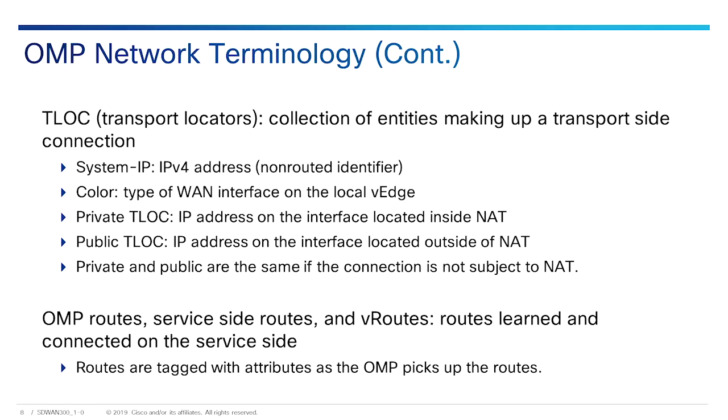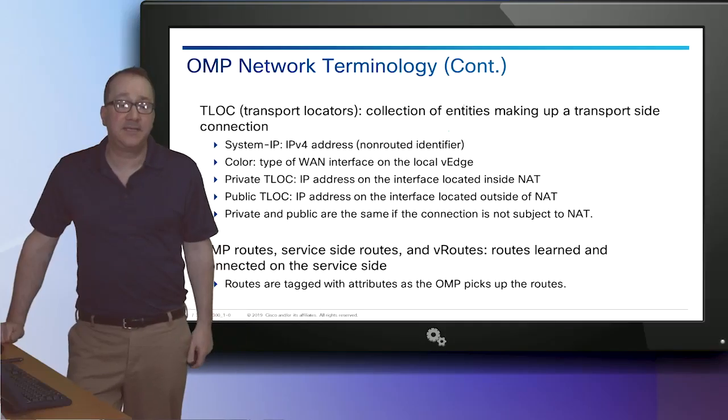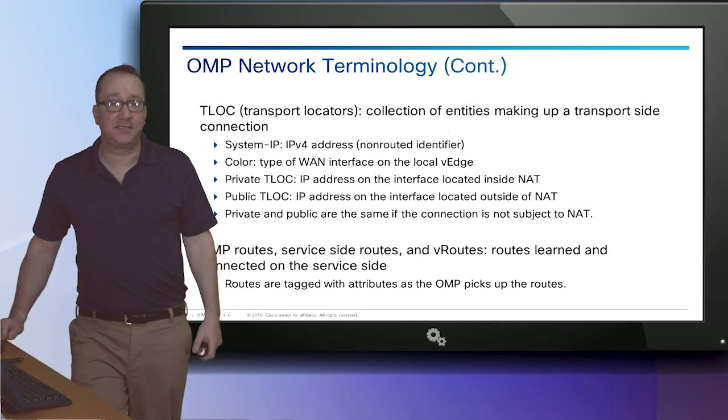And just as an example of some of the colors that we have here, we have 3G, Biz Internet, blue, bronze, custom, green, etc. Okay? You can add additional colors, but what we use the colors for is to determine whether we're private or public. And the encapsulation, of course, is going to be the tunnel interface, what we're going to use on the tunnel. It's going to be either IPsec or GRE, but it's going to be IPsec most of the time.